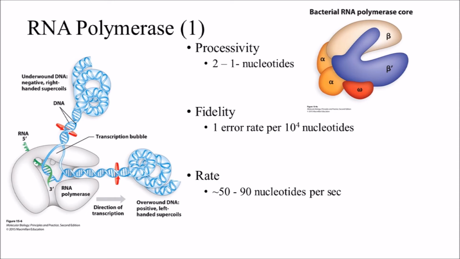Processivity is lower than DNA polymerase because RNA polymerase synthesizes its own primer. RNA polymerase also has a lower fidelity than that of DNA polymerase. RNA polymerase has an error rate of 1 error per 10 to the 4th nucleotides. It is error prone. The rate of RNA polymerase is approximately 50 to 90 nucleotides per second.